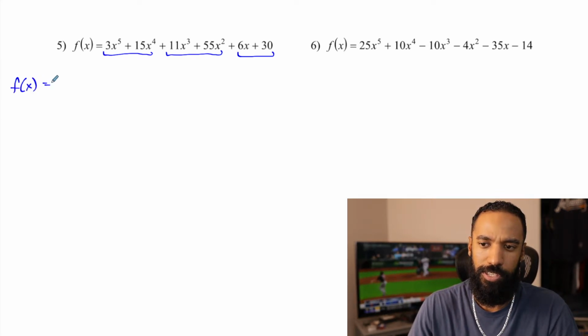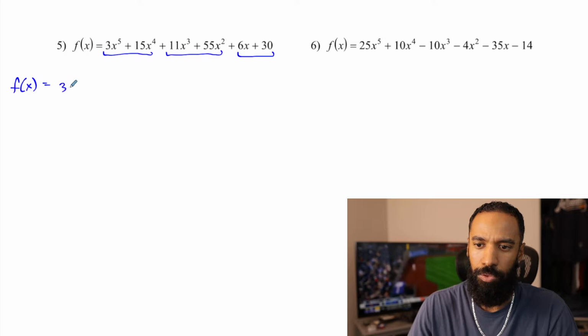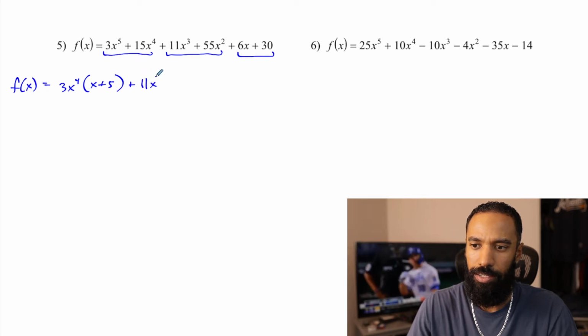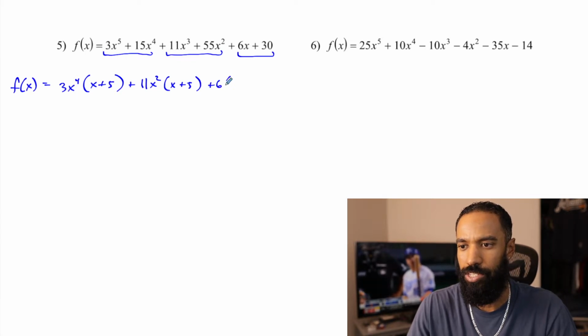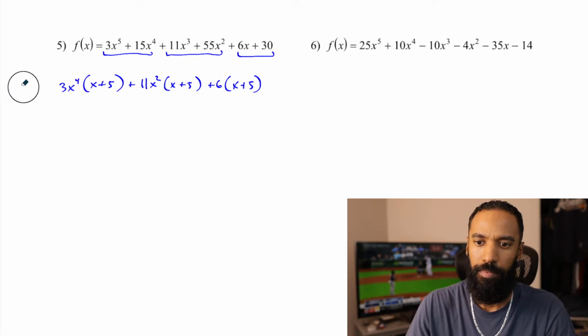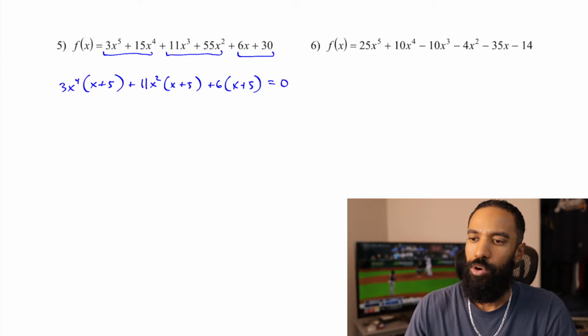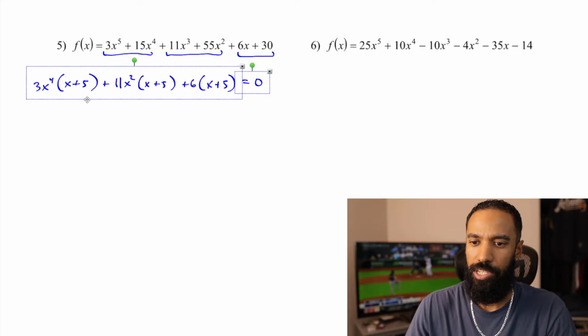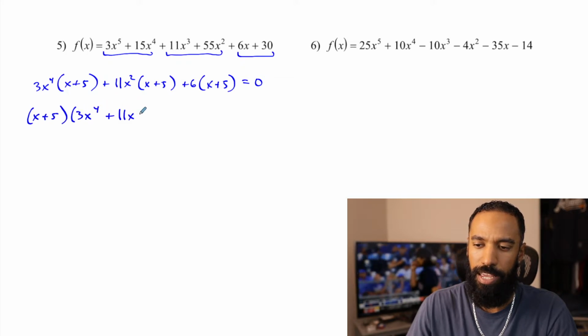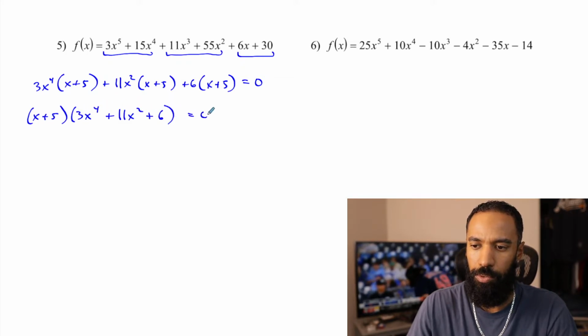It's going to be a little different since it's 6 terms, but if I factor out a 3x to the 4th in the first guy, I'm left with an x plus 5. And if I factor out an 11x squared here, I'm left with an x plus 5. And here, if I factor out a 6, I'm left with an x plus 5. So set this equal to 0, excuse me. So x plus 5 is a common factor in all 3 sets here. So if I factor out the x plus 5 here, then here I'm left with 3x to the 4th plus 11x squared plus 6. That's all set equal to 0.